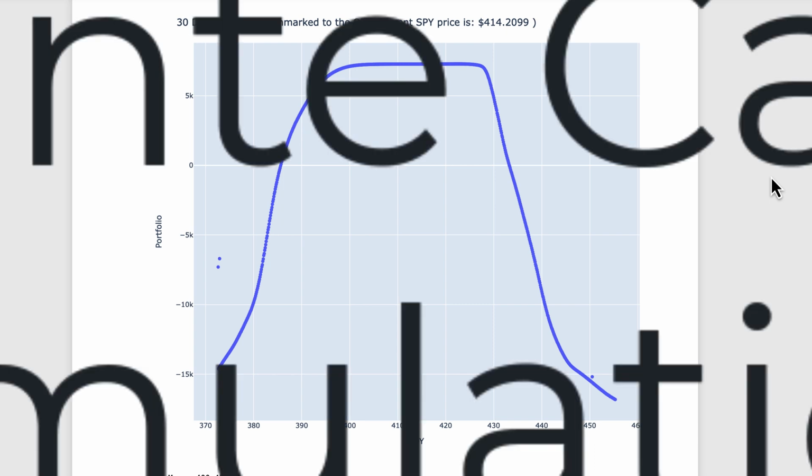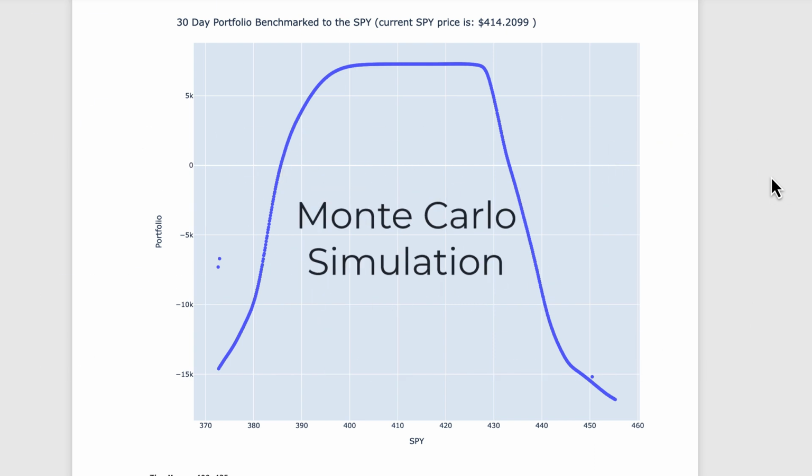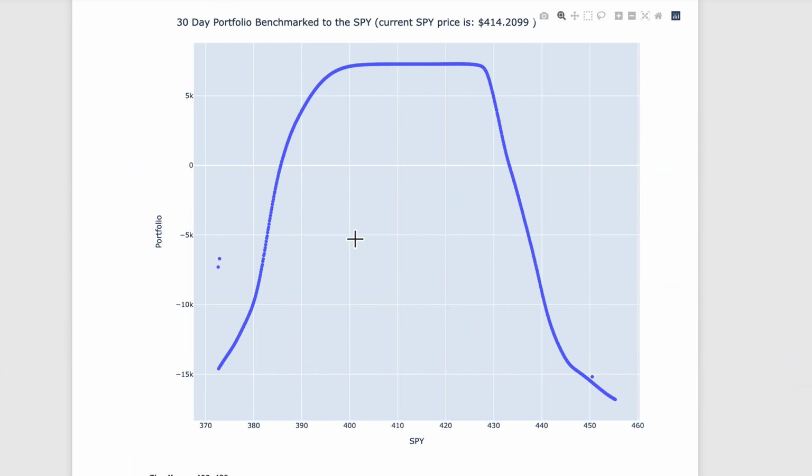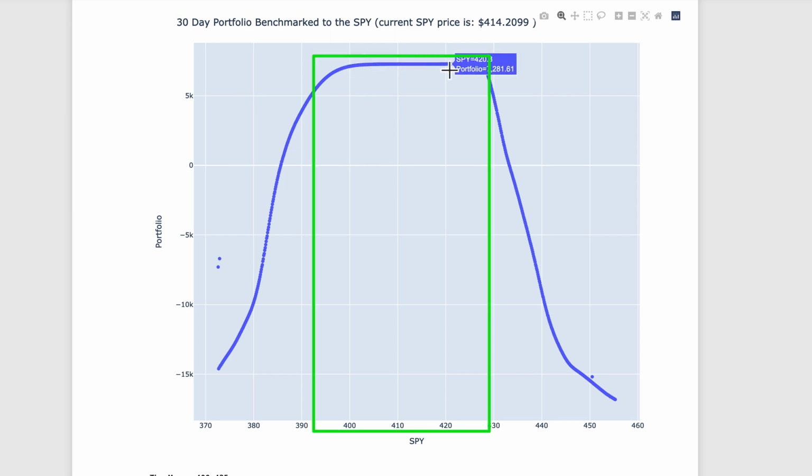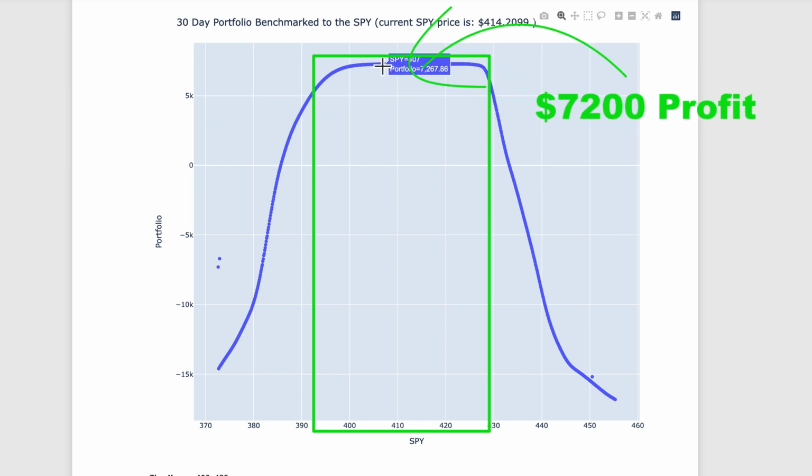So we actually run a Monte Carlo simulation to model our portfolio's benchmarking to the SPY, so wherever the SPY is landing here, we can get an estimate for how our portfolio is going to perform. Here we're looking at 30 days out, so this would be after everything is expired. What is our portfolio likely to provide us in profit and risk? Anywhere between 385 and 433, we're in a profit zone here. If we stay anywhere between 400 and 420, we're going to reach our maximum profit potential, which is a little over $7,200 in the next 30 days.